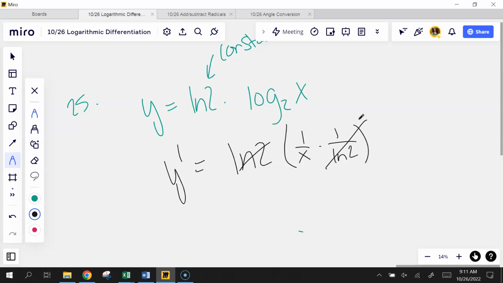Well, these cancel. Only if this is chainable, like if that's another function there that you can take the derivative of. Right, it's just 1, so.